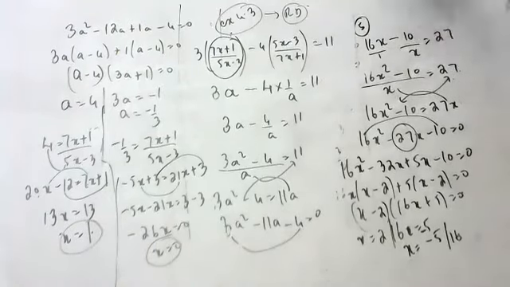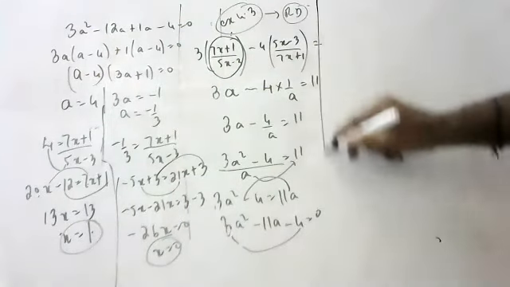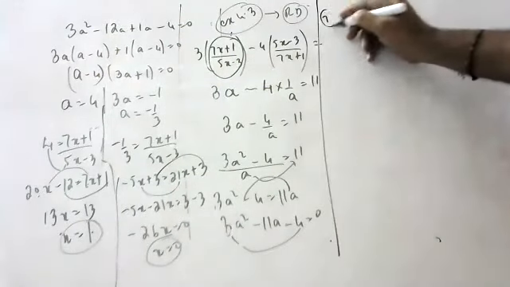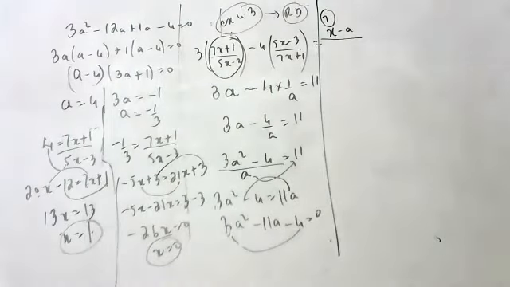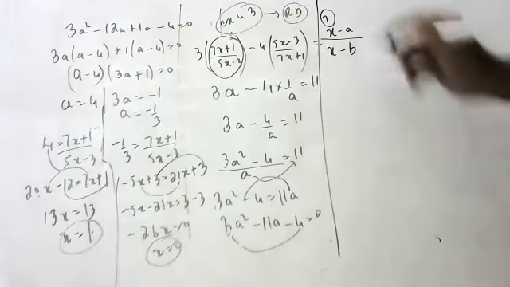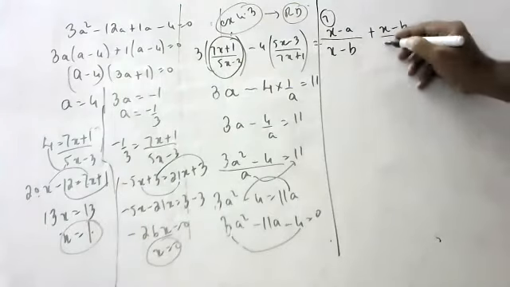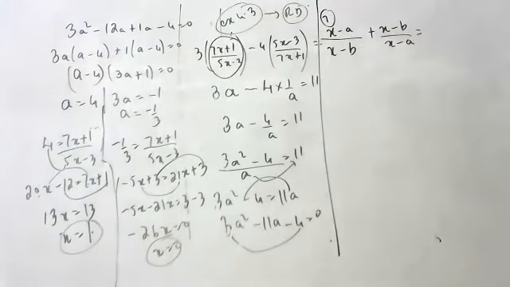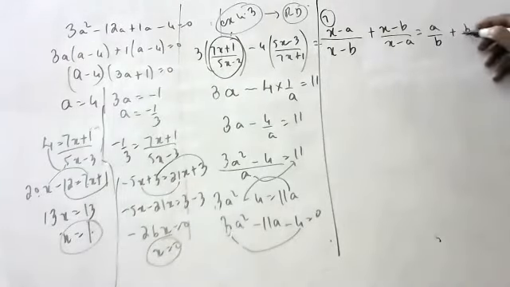One more sum. Remaining sums we will do tomorrow, children. So see here, children, a little bit: (x − a)/(x − b) + (x − b)/(x − a) = a/b + b/a.